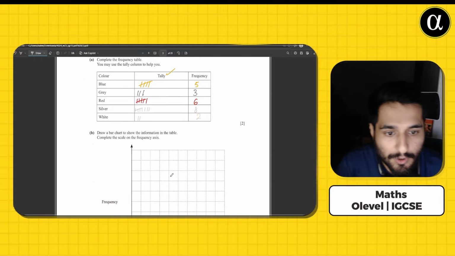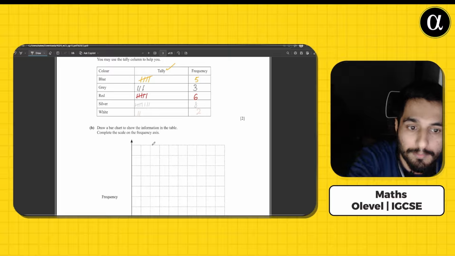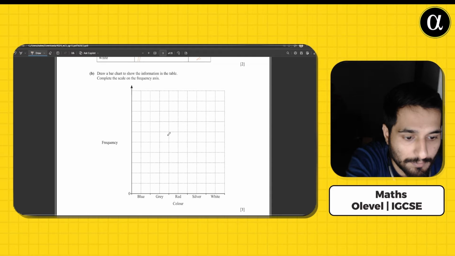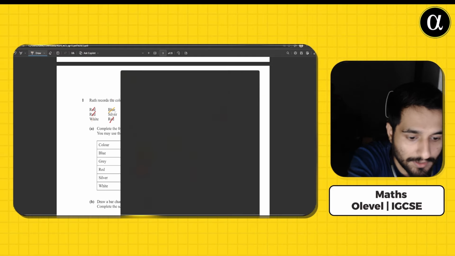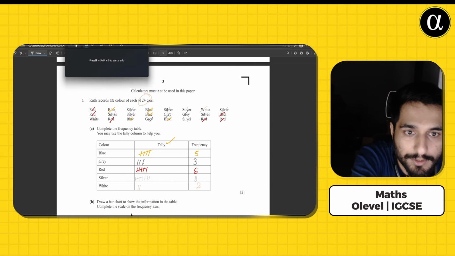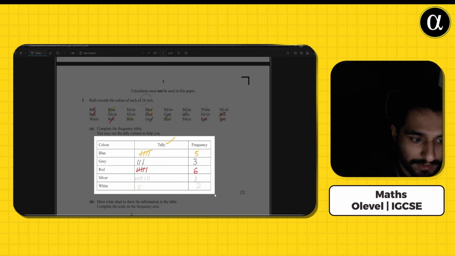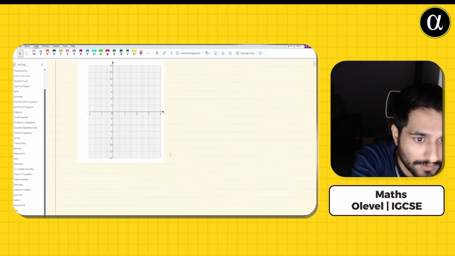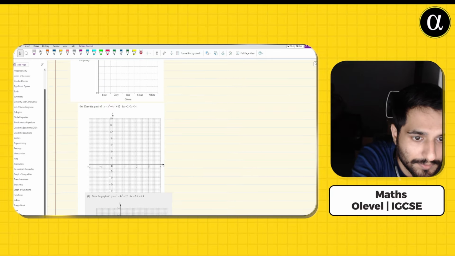Now we're supposed to draw a bar chart to show the information on the table. How do we draw the bar chart? Let's do it real quick, right? In order to draw the bar chart, we may be needing this data, and let's move on. This is the data that we're supposed to draw, right? Over here.